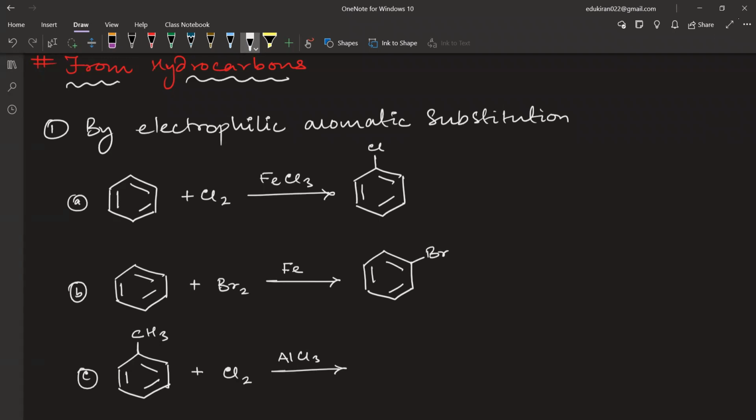Now, for this case, the first thing that you have to identify is that this CH3 is what? It is an electron donating group. An electron donating group gives me ortho and para substituted product. That means the chlorine that we are adding will go into the ortho position, giving CH3Cl, plus you will get one more product, that is the para product, CH3 on its own place and Cl in the para position.